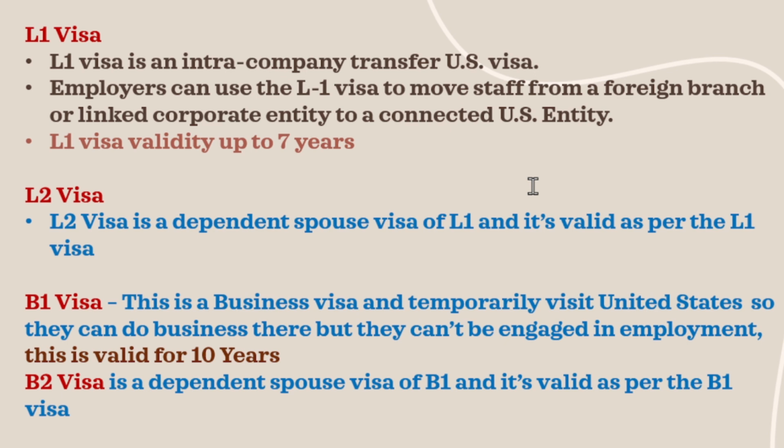B1 visa. This is a business visa for temporarily visiting the United States so they can do business there, but they cannot engage in employment. This is valid for 10 years. Next is the B2 visa, which is a dependent spouse visa of B1, and it's valid as per the B1 visa.